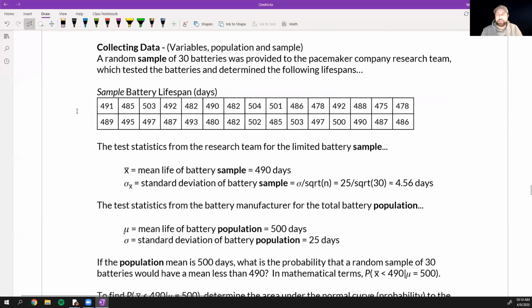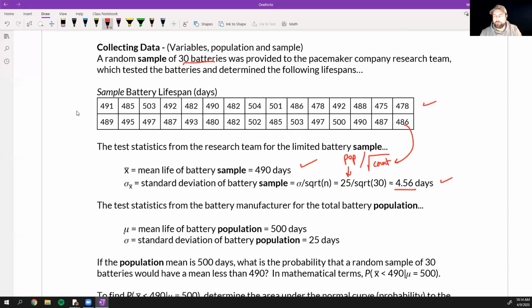Okay, so they go out and they get a sample of 30 batteries. Here are the lifespans that they tested. And for this sample, the lifespan was 490 days with a standard deviation of 4.56 days. Now, to get the standard deviation, they took the standard deviation from the population and divided it by the square root of the number of batteries in their sample. All right? So that's an important part.